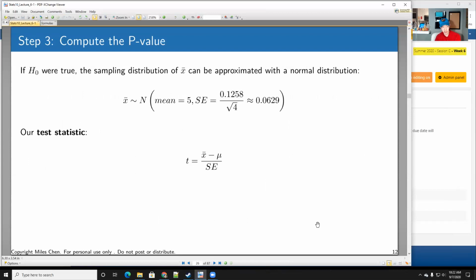So our test statistic is the difference between what we got, 5.125, and what we expect under the null hypothesis, which is 5.0: 5.125 minus 5 divided by our standard error of 0.0629. That's going to give me a test statistic of 1.987. And we have 3 degrees of freedom.